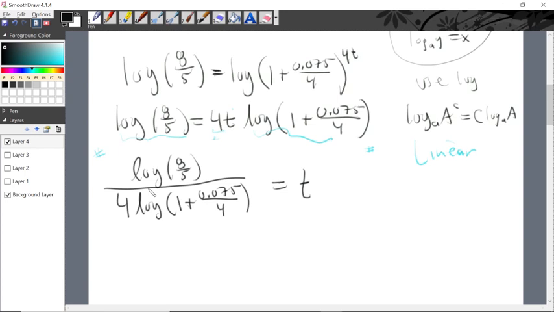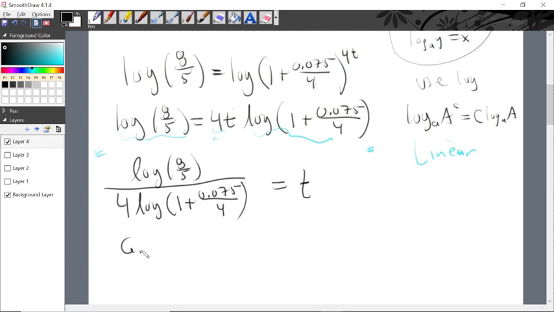So I have the log of 8/5, and I close the parenthesis in the calculator, and I'm dividing. Now in the calculator, after dividing, I'm then including another parenthesis, so the calculator knows I want to divide by all of this. If we didn't use a parenthesis, it's set to only divide by the 4, and then it's actually going to multiply by this instead. So log of 8/5 divided by parenthesis 4 log, and then 1 plus 0.075 divided by 4, and then close those parentheses off and hit equals.